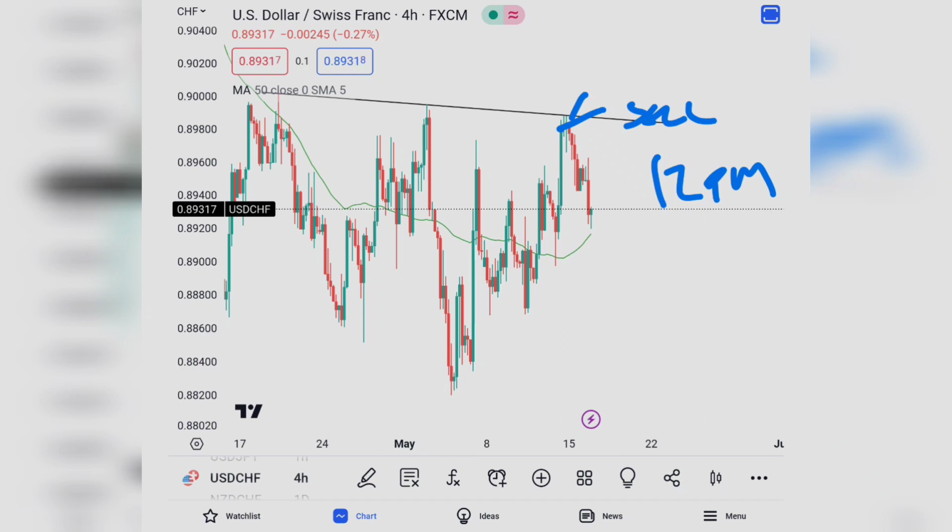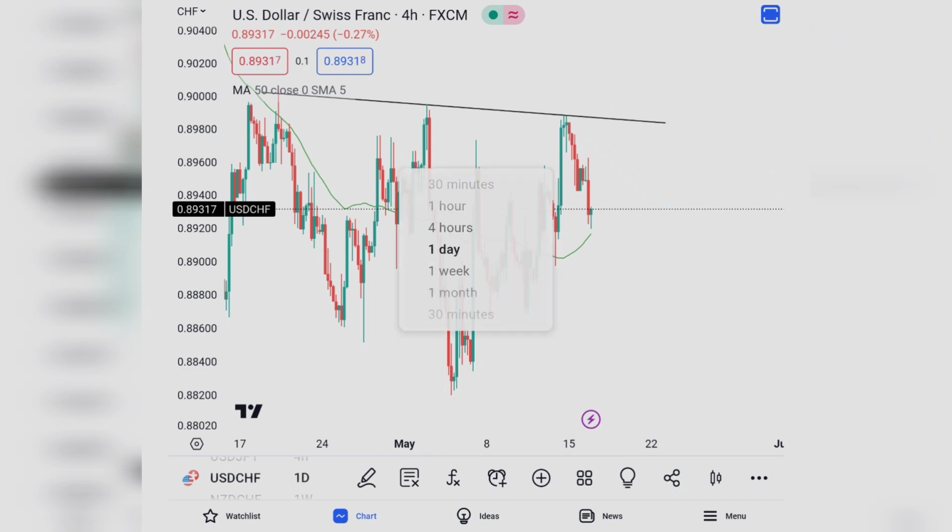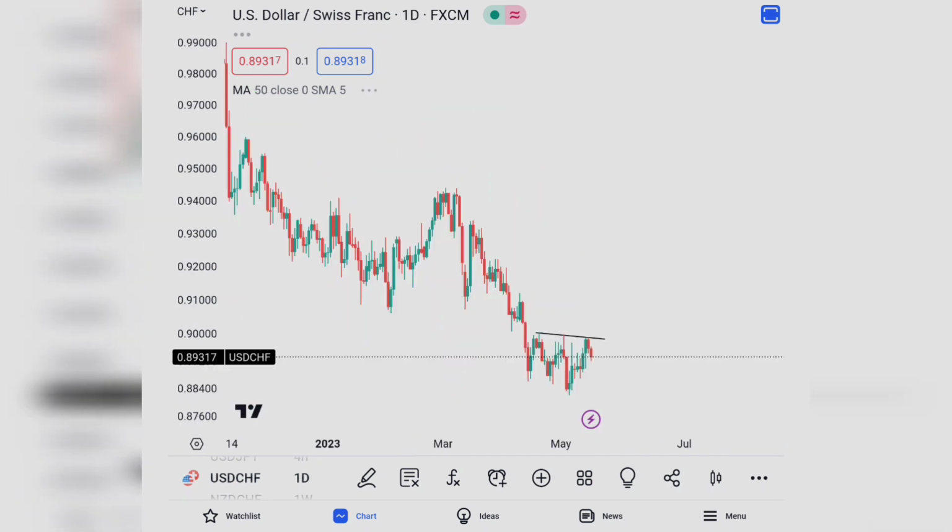If you go on a daily time frame, it's one and the same thing. Basically, you are just checking your chart after every 24 hours. You're just checking for the daily candlestick closure. This is what you're checking.